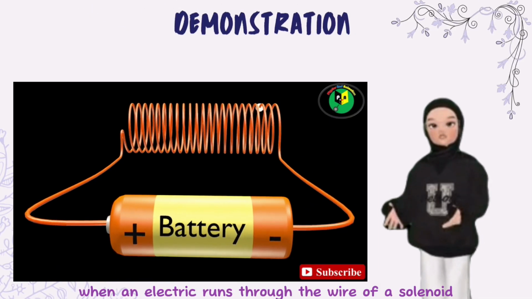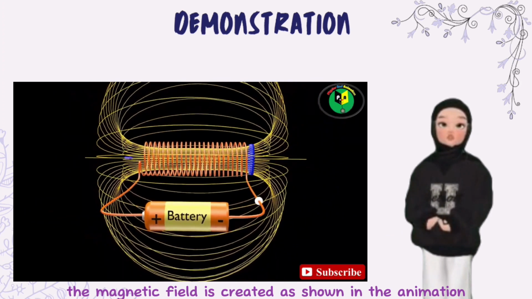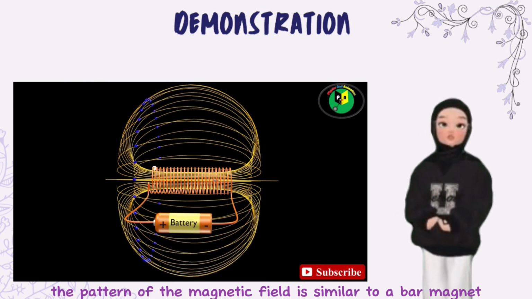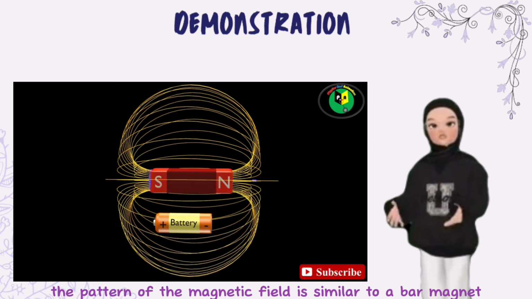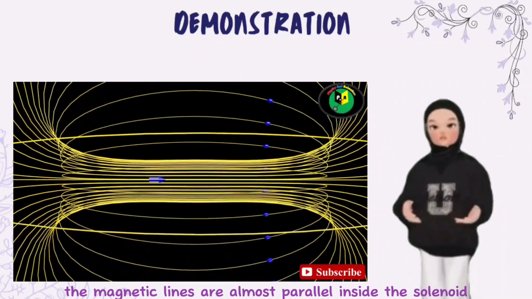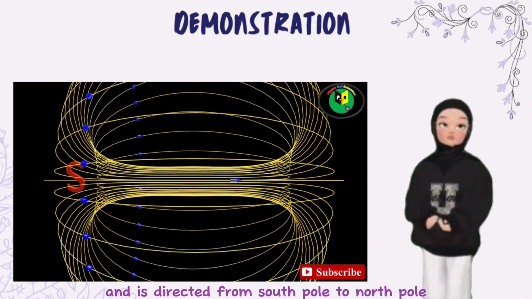When an electric current runs through the wire of a solenoid, the magnetic field is created as shown in the animation. The pattern of the magnetic field is similar to a bar magnet. The magnetic lines are almost parallel inside the solenoid and are directed from south pole to north pole.